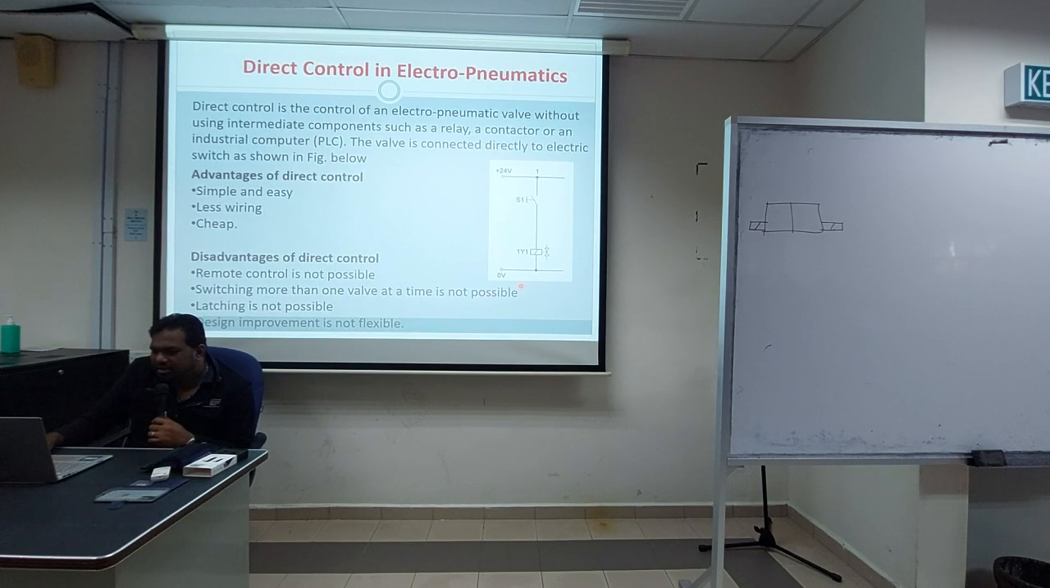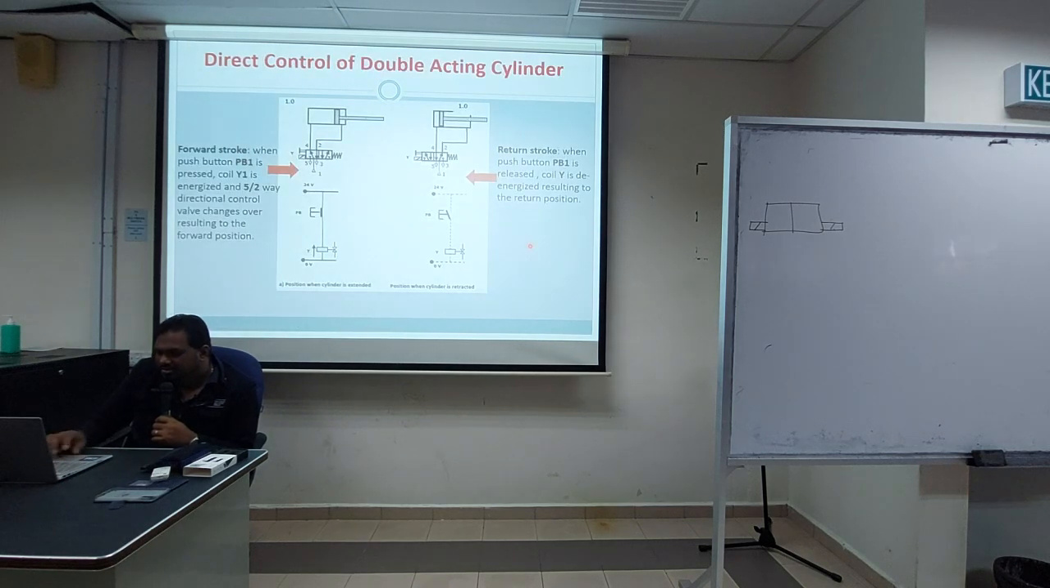Okay, so direct control. So direct control maksudnya you don't have any intermediate inside. So you tekan switch, dia terus akan energize the coil. Okay, so macam ni. So you tekan push button ni, so dia akan energize the coil. So this coil will energize here, then your cylinder akan extend. So that's the thing. So return, when you de-energize the coil, dia akan automatically return sebab dia ada spring.